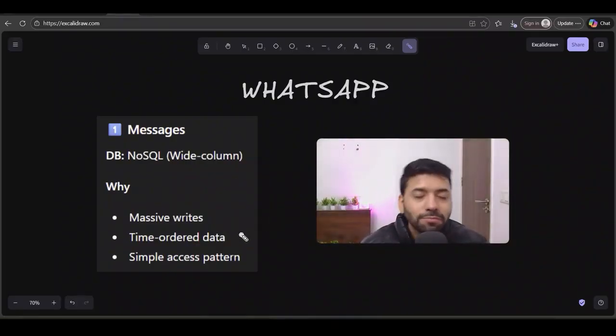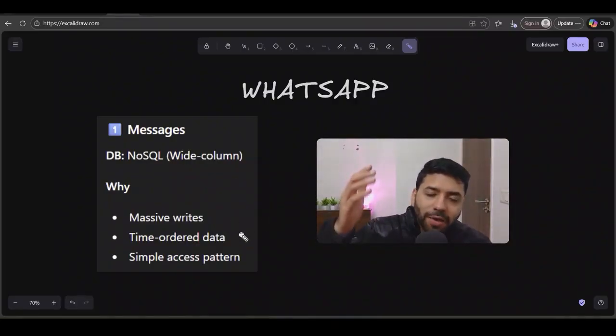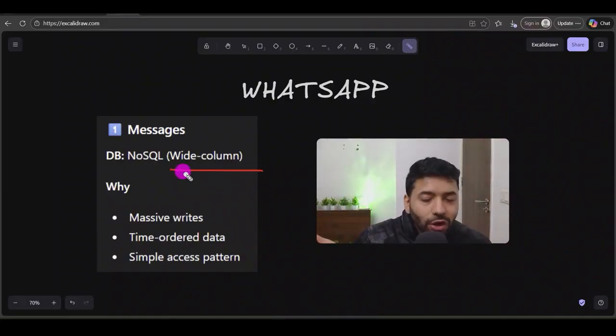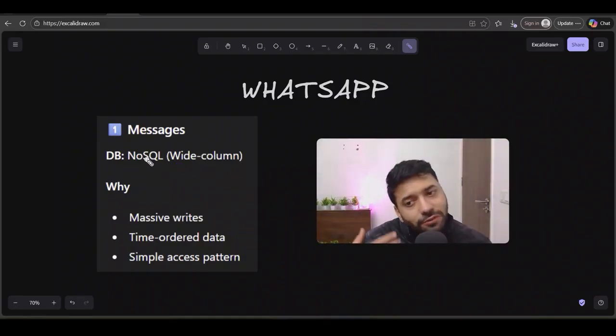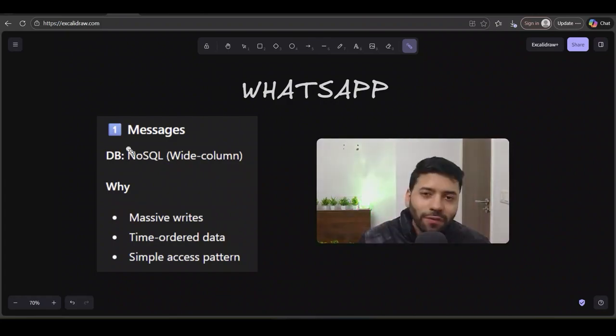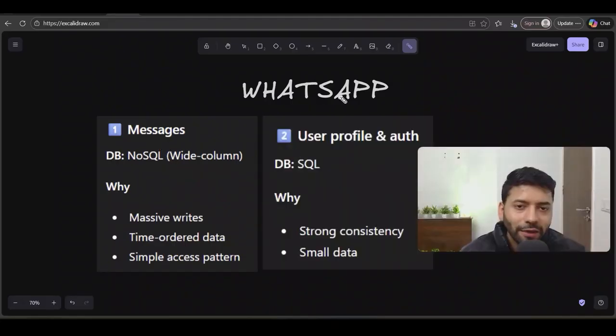Another important part is that the messages are based on time, correct? And a wide column database can save time-based data, so we get time-ordered data. So that is why a wide column database, which is a type of NoSQL database, can be used for messages. One famous example is the HBase database, which is a type of wide column database, used for WhatsApp messages.